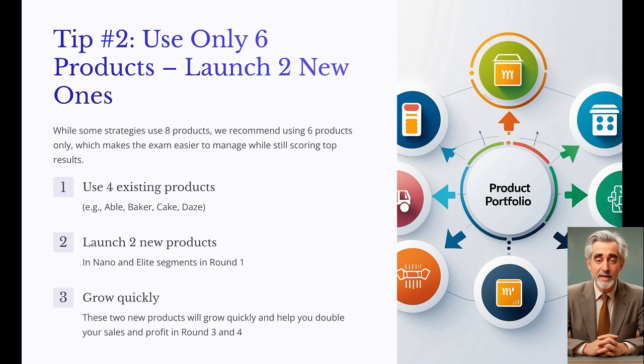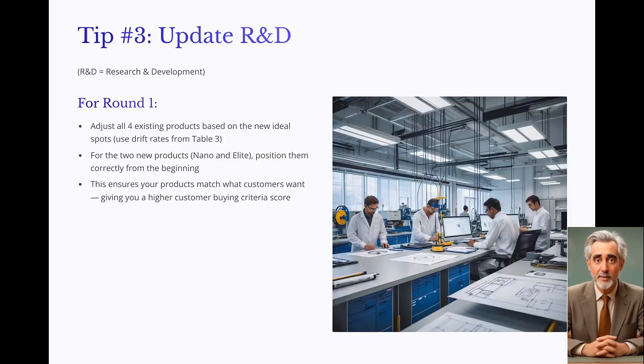Tip number 3, update R&D. R&D equals research and development. For round 1, adjust all 4 existing products based on the new ideal spots. Use drift rates from Table 3. For the 2 new products, Nano and Elite, position them correctly from the beginning. This ensures your products match what customers want, giving you a higher customer buying criteria score.